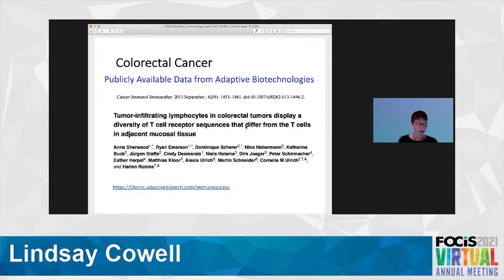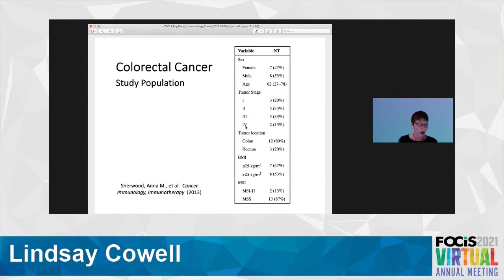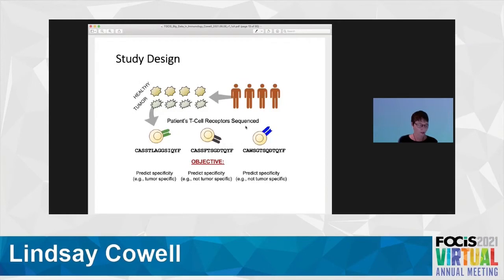So we set out to answer the first question using publicly available data described in this publication from Sherwood et al. The TCR sequencing was conducted by Adaptive Biotechnologies, and the data are available from their public data portal, Immune Access. These data are from 15 patients diagnosed with colorectal cancer, although sequence data are only available for 14 of the patients. The basic study design is that from each patient, there are two samples, tumor tissue and adjacent healthy tissue, and the adjacent healthy tissue serves as the control.